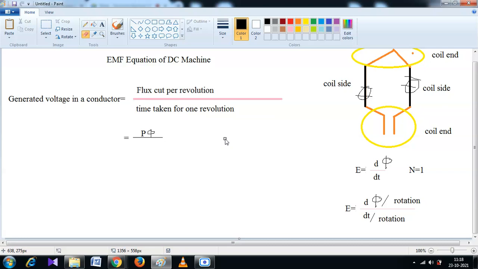No, no. What is small n? It is the revolution in 1 second. How many revolutions are there, small n, in 1 second? Then tell me the time taken for one revolution.